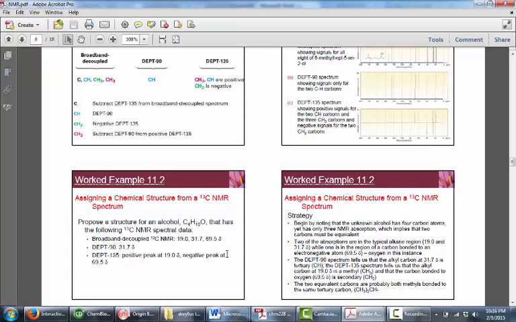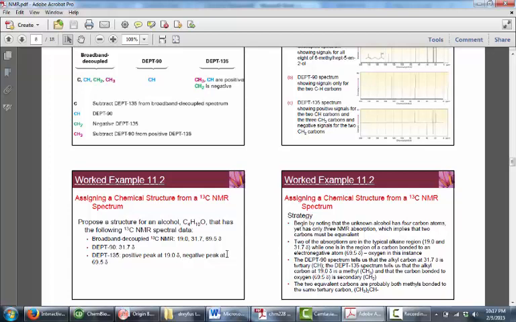And then what information I'm going to get from the DEPT 90 is that it shows me only signals for CH carbon atoms, so then I can see that I have one that's a CH. DEPT 135 now shows me that the positive one at 19 is a CH3. In general, the DEPT 135 will show positive for CH or for CH3. So this one I'm going to see is a CH3, again because it didn't show up at all in the DEPT 90. The negative peak at 69.5 ppm shows me a secondary CH2.